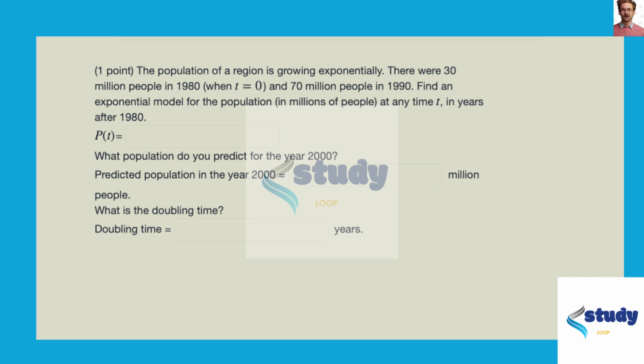So let's use the model A equals A sub 0 e to the kt. And so if it's growing, we need to find k.